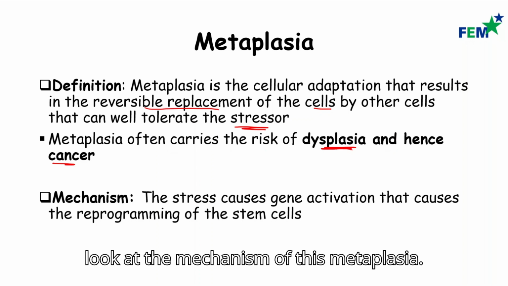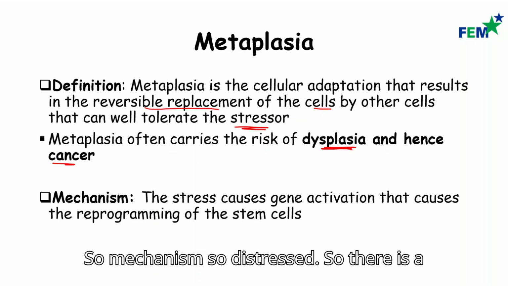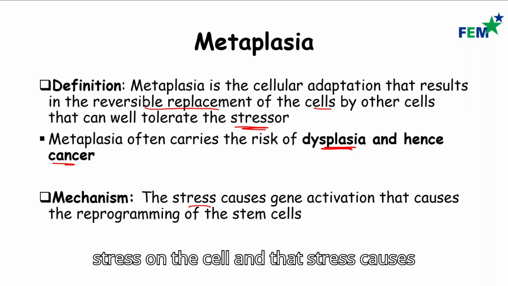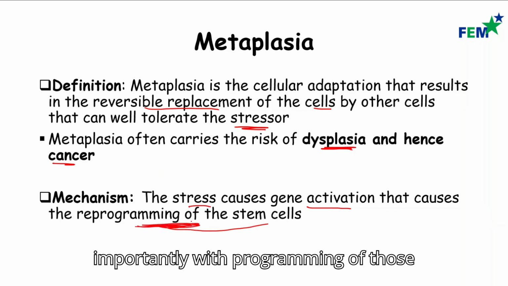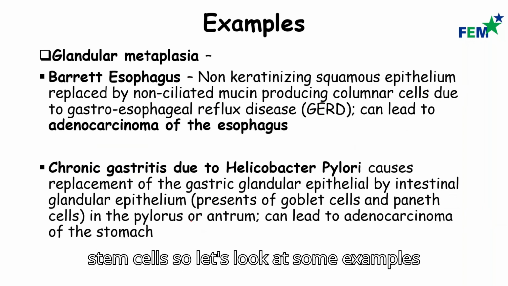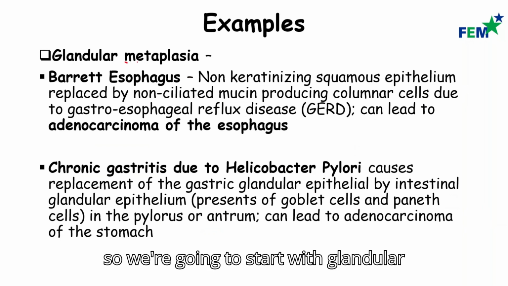So let's look at the mechanism of this metaplasia. There's a stress on the cell, and that stress causes gene activation that causes reprogramming of the stem cells. So very importantly, reprogramming of those stem cells. So let's look at some examples. We're going to start with glandular metaplasia.